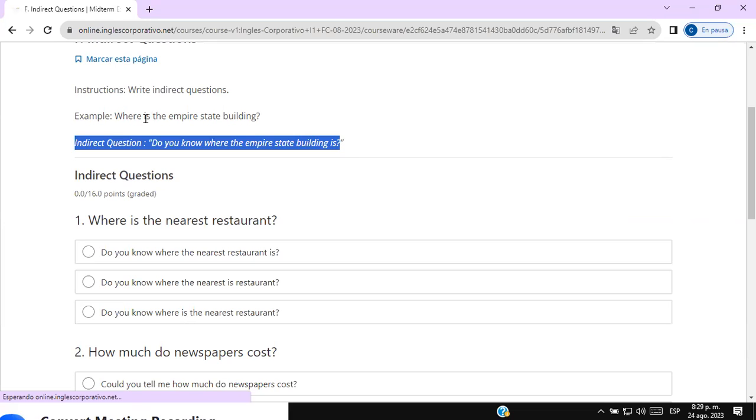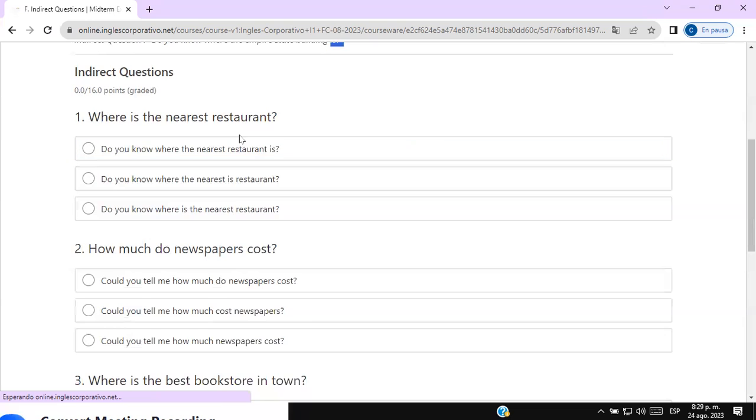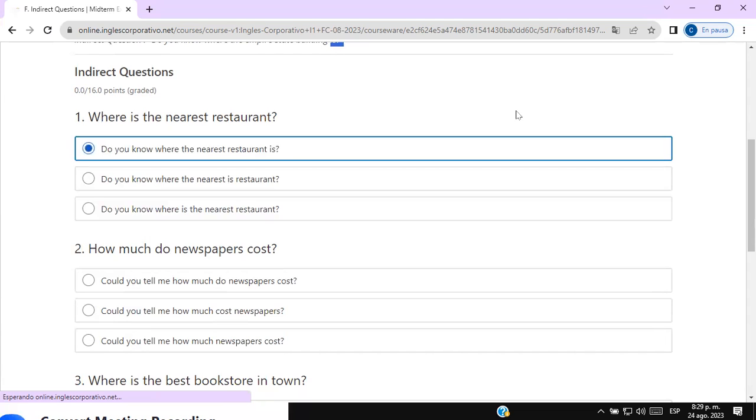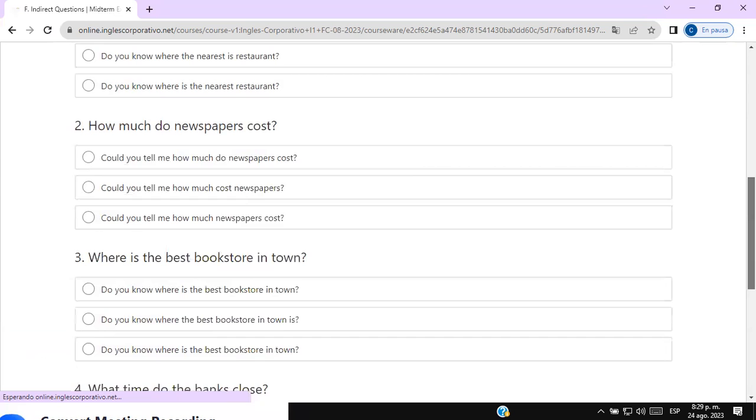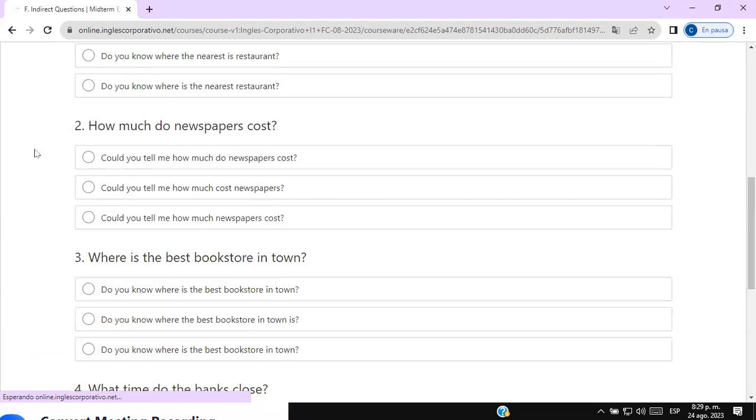On the direct question, you have is at the beginning, but the indirect question has the verb to be at the end, like we explained. So, Vicente, help us with the first example. Where is the nearest restaurant? And the answer is: do you know where the nearest restaurant is? Excellent. Great. Maria Jose, number two. How much do newspapers cost? Will you tell me how much newspapers cost? Okay. Thank you.